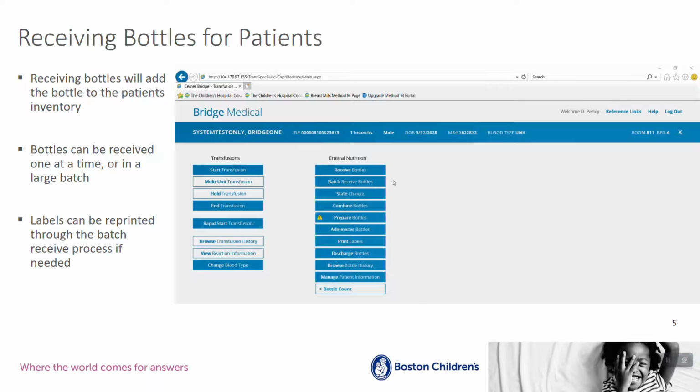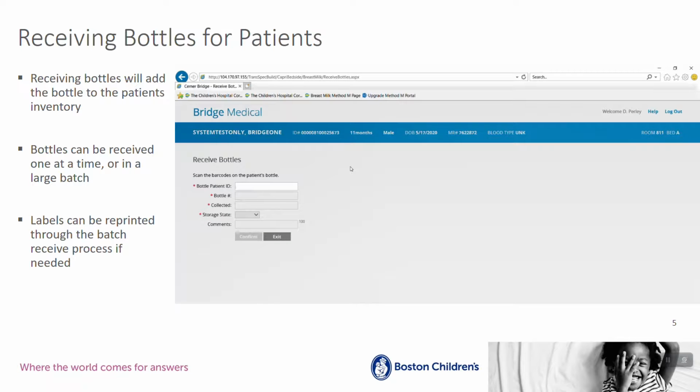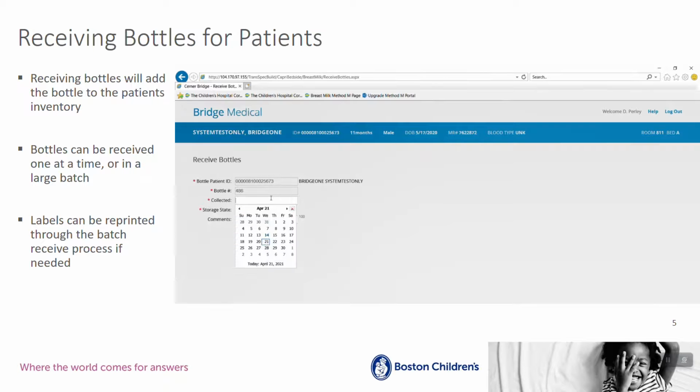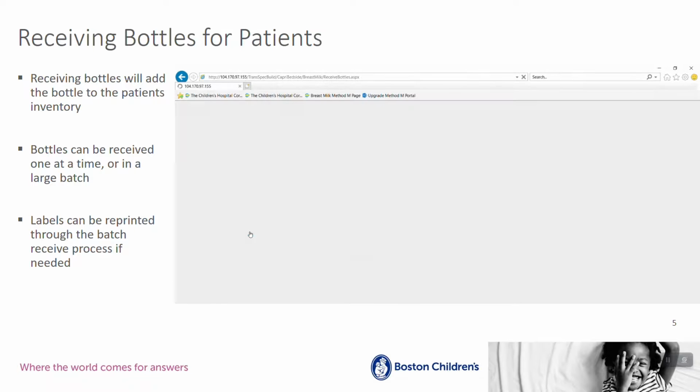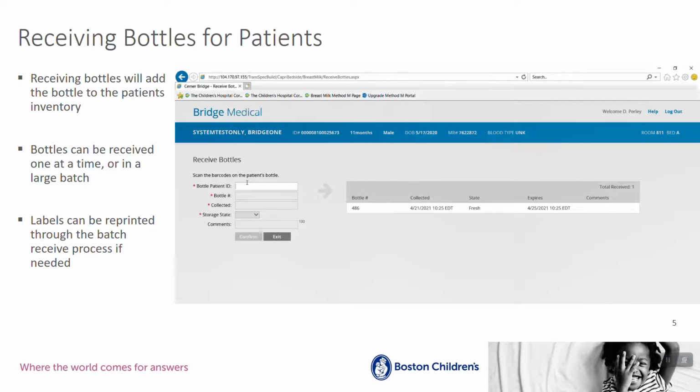When mom returns with milk, we need to receive the bottles into inventory. Click the Receive Bottles for the first way to do this. Scan your bottle label that mom has applied. In the collected field, enter the collected date time mom has written on the label. Choose your storage state. This one is fresh. And then click Confirm. You can do a few bottles like this.